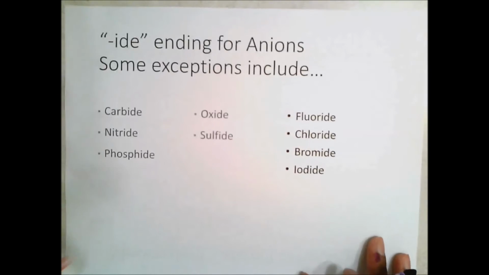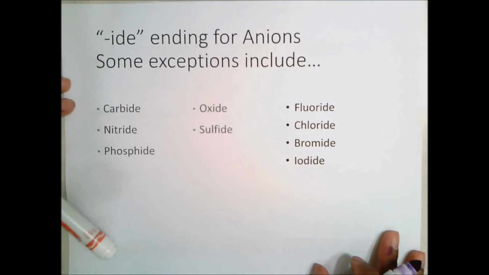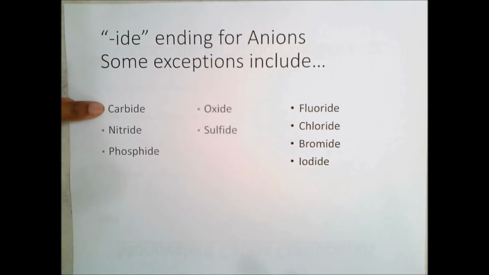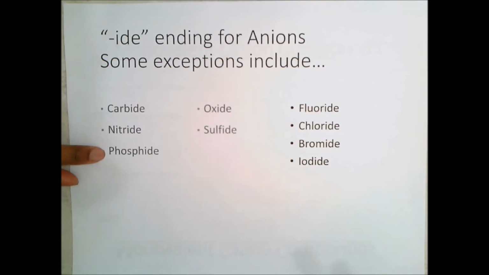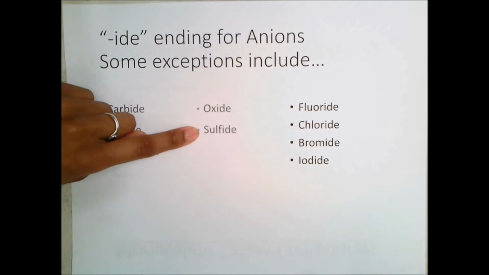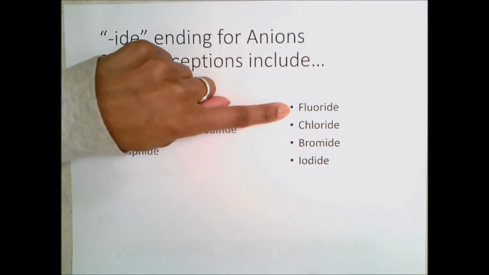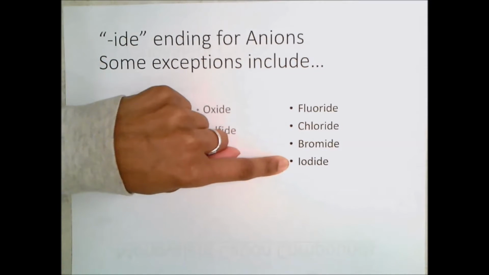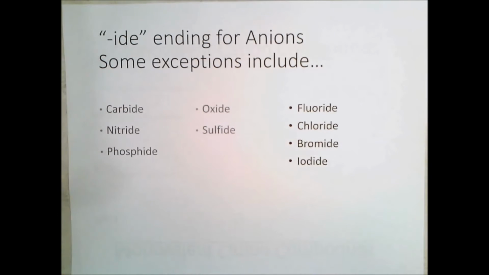There are some exceptions to the IDE ending when you're dropping the last part of the name. So it's not carbonide, it's carbide. It's not nitrogenide, it's nitride. And it's not phosphogenide, it's phosphide. Oxygen is oxide, sulfur is sulfide, fluorine is fluoride, chloride, bromide, and iodide. So keep those in mind as you are naming.